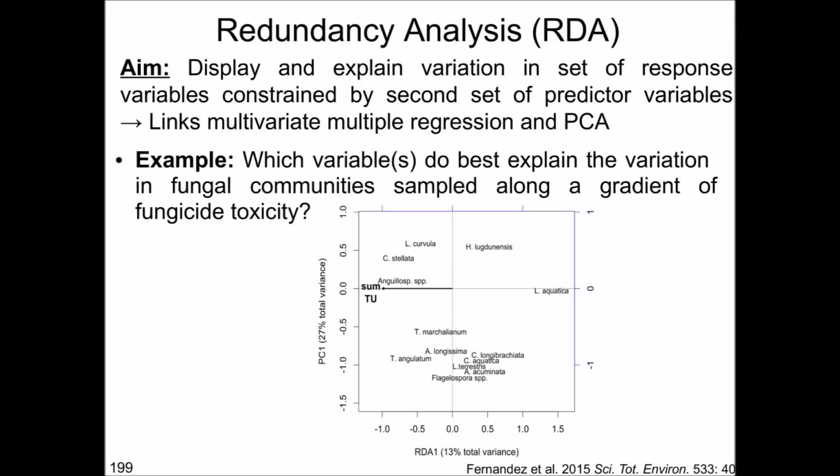So this reads similarly to what we have discussed in the PCA before. Species that are closer together share a similar response, and those that are further apart are occurring in different sites. So we see generally in this graph that some species like C. stellata are rather occurring when you have a higher toxicity, whereas Limnophila aquatica on the right side is not occurring when you have high toxicity.